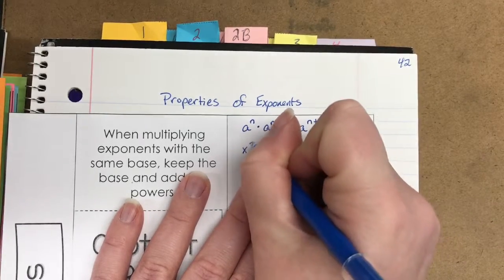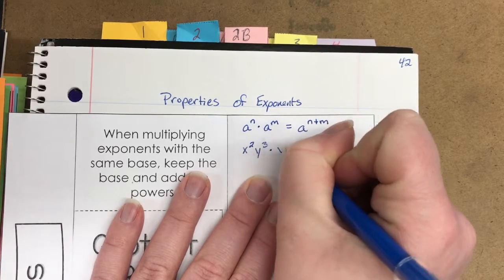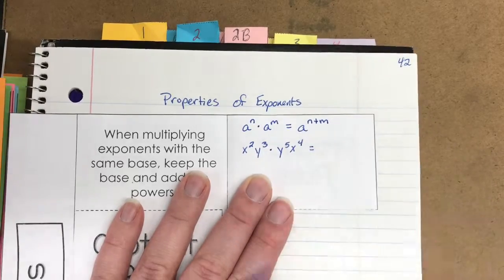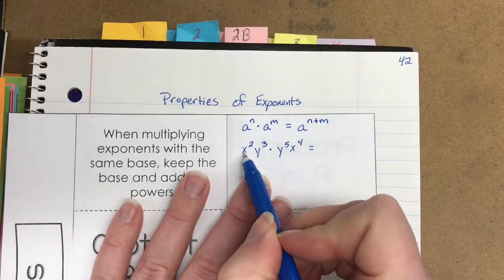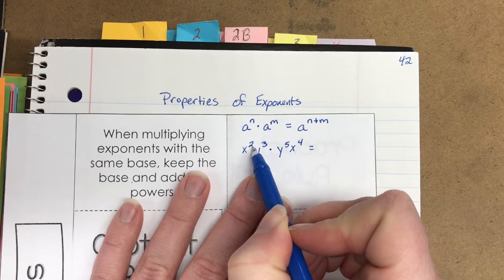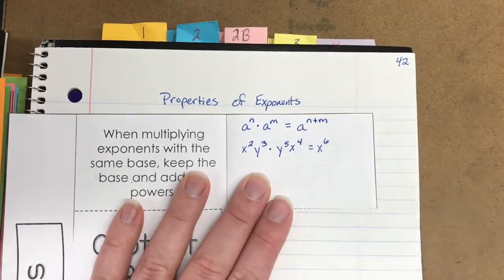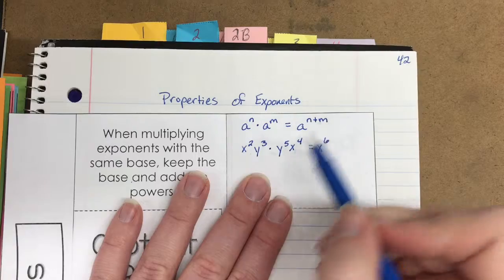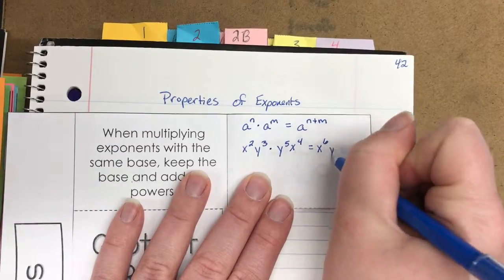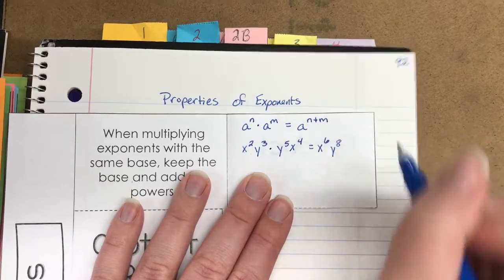So for some examples, if I have x squared y cubed times y to the fifth x to the fourth, to figure this out, I combine my x's together by adding my exponents. So I'll take the 2 plus the 4. So 2 plus 4 gives me 6. And then I'll combine the y's together. So I have to take 3 plus 5, which would give me 8.